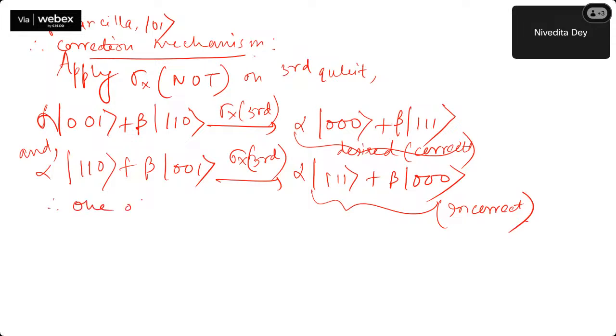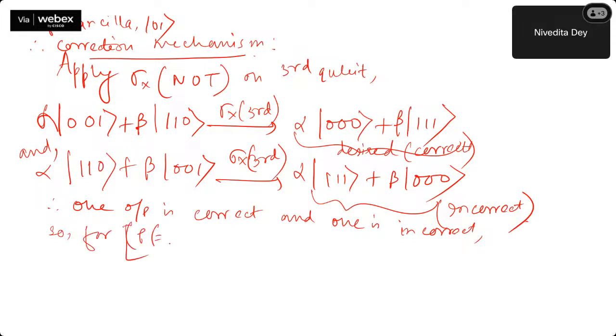So let me write it down. Therefore, one output is correct and one is incorrect. So for P x equals 1, that is, 1 bit error is okay. But 2 bit error, it is incorrect. Here it is 2 bit error, no? I should be having 0, 0, 0, but I'm having 1, 1, 0. So for 2 bit error we are getting an incorrect output. And for 1 bit error, we are able to correct.